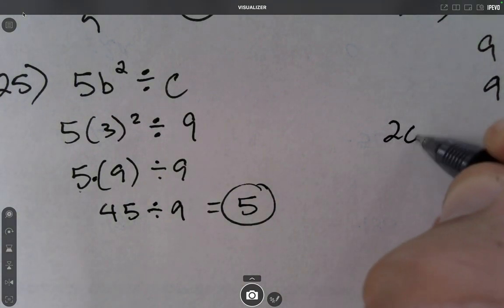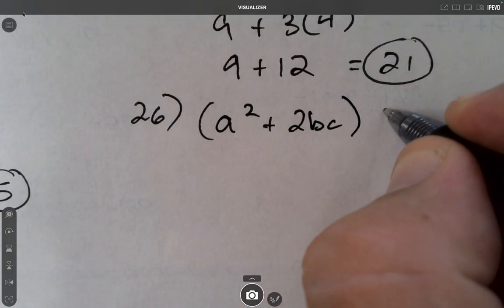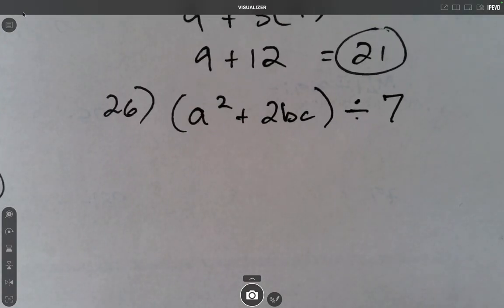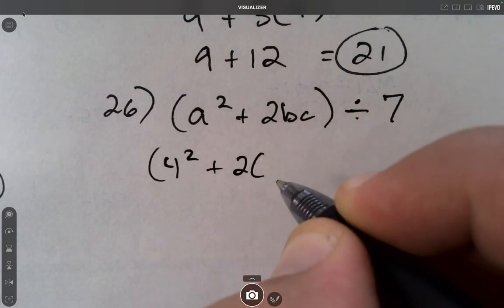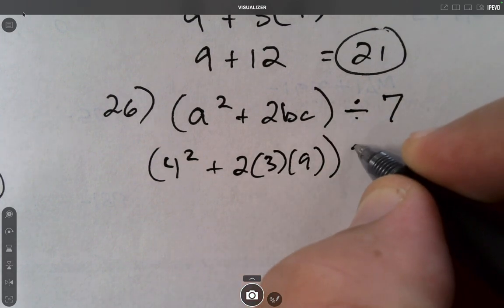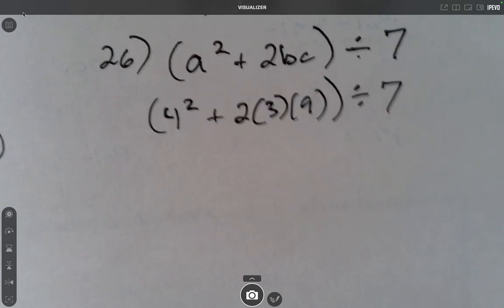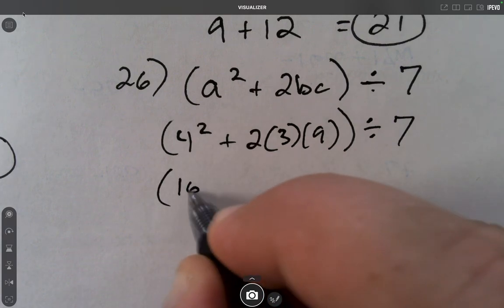Okay, last one, 26. We have a squared plus 2bc divided by 7. All right, got to plug in a, b, and c. A is 4, b is 3, and c is 9. So we got lots to do. We look inside the parentheses first. We do the exponent. 4 squared is 16.